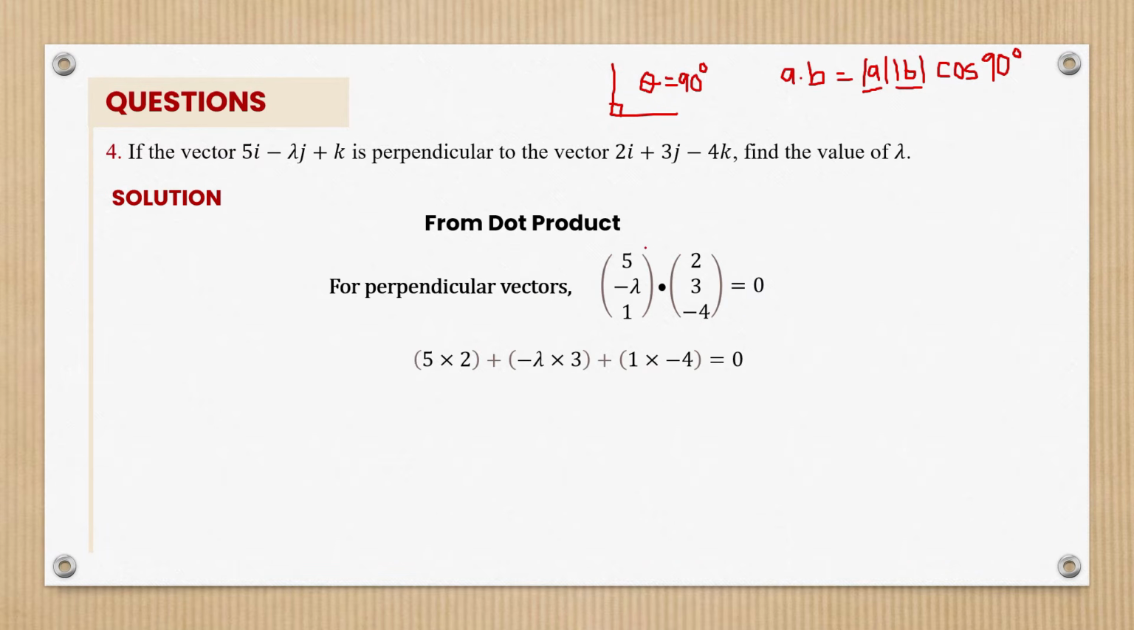So we're going to have 5 times 2 plus negative lambda times 3 plus 1 times negative 4, all being equal to 0. 5 times 2 is 10, negative lambda times 3 is negative 3 lambda, and then 1 times negative 4 is negative 4. So we're going to have to make negative 3 lambda the subject. So 10 minus 4 is 6. So we're going to take this 6 to the other side and it's going to become negative 6. So dividing both sides by negative 3, we're going to have lambda being equal to 2. And that's the value of lambda.